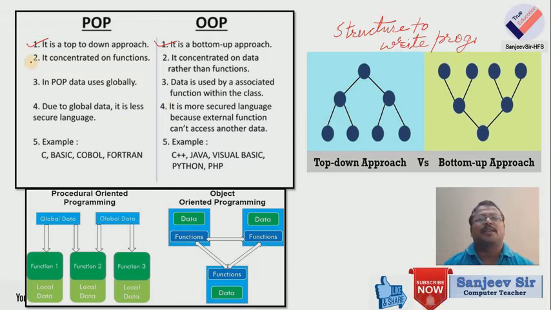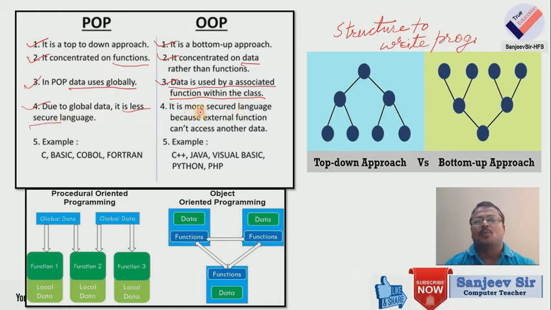The next point is that it is concentrated on function. That means it focuses on the functions, but here it focuses on the data. Another thing is that data are used globally in POP, but here data is used by associated functions only within the class. That means data will be more secured here. And here, due to global data, it is less secure. So yes, I have discussed that.